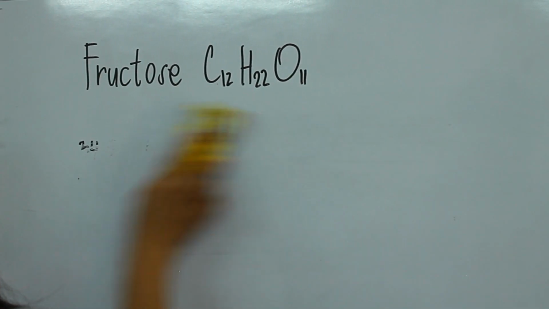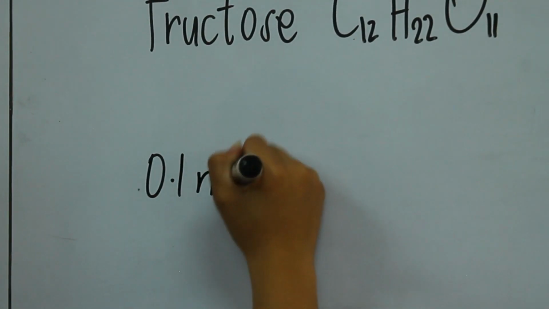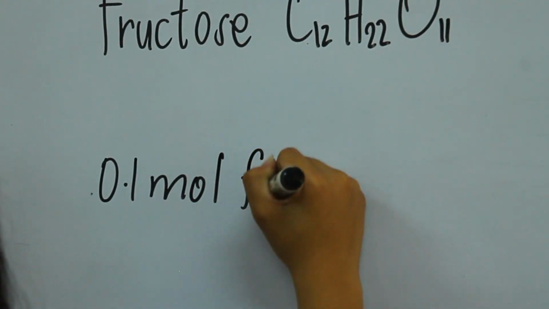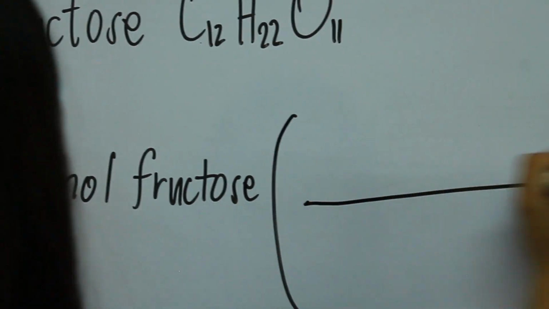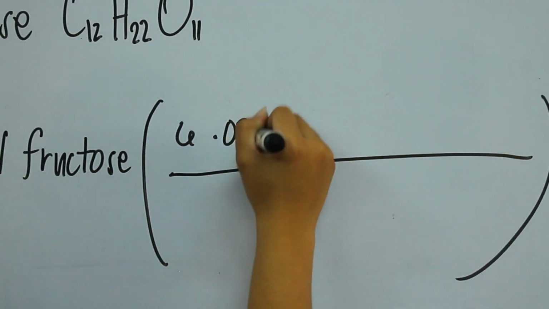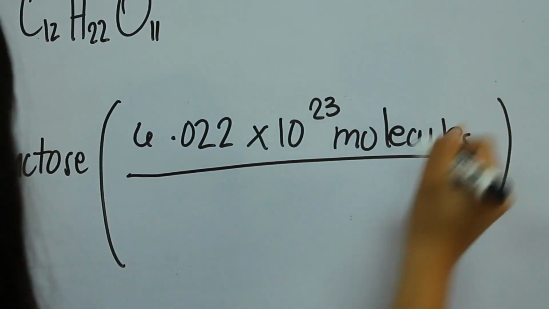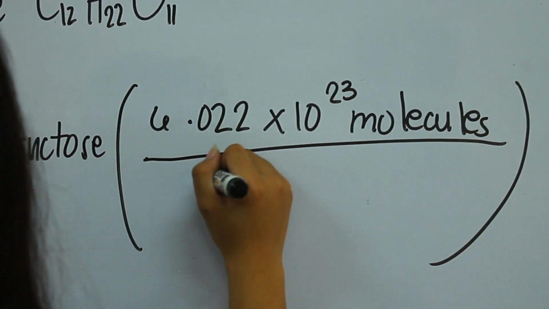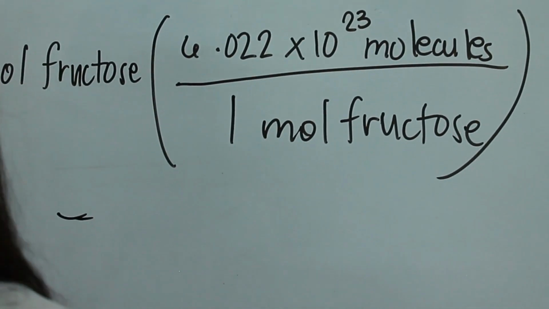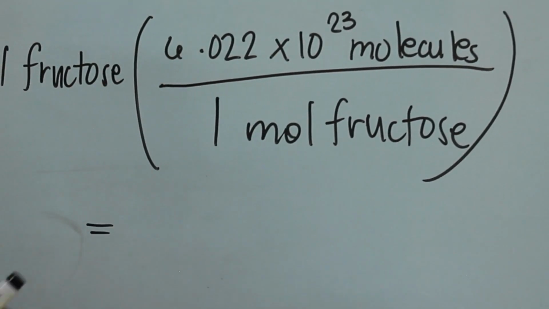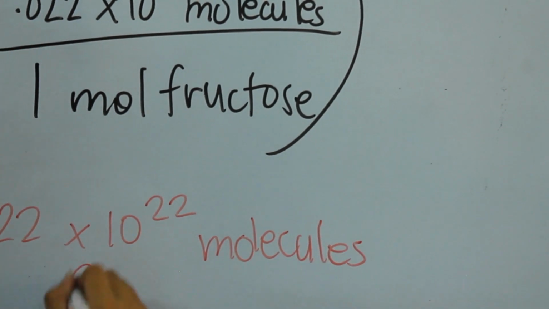Now, to get the number of molecules of fructose, we take the mole value that we have computed earlier and plot that on a side. Again, we're going to place the desired unit on the numerator and the given unit in the denominator. We'll put Avogadro's number on the numerator and 1 mole of fructose in the denominator. We perform the operations and we'll get 6.022 times 10 raised to 22 molecules of fructose.